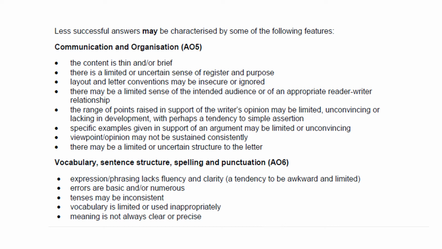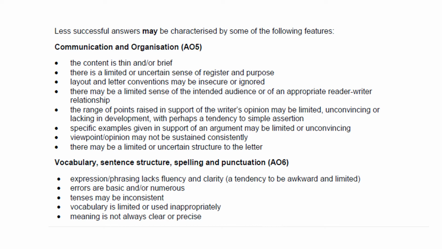It says specific examples given to support the argument may be limited or unconvincing. That's where silly names might come in. So if you've chosen kind of comedy names, that would then limit the focus or the engagement of your argument. Equally, if you've given examples that are either far too exaggerated or don't seem to fit the topic of the speech, again, that might support a limited, less successful response.